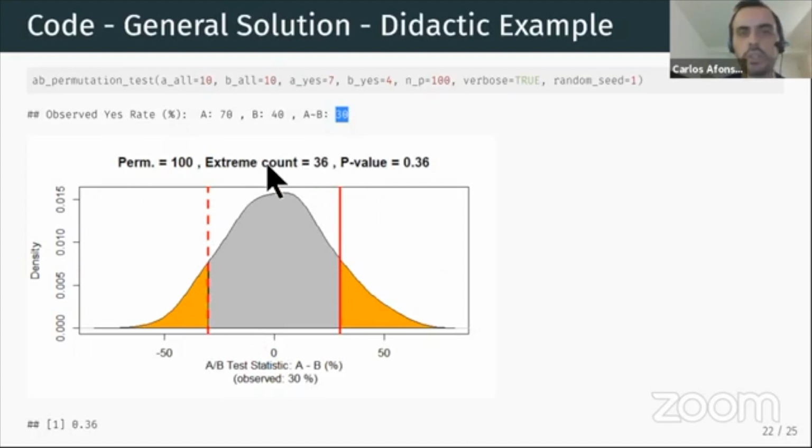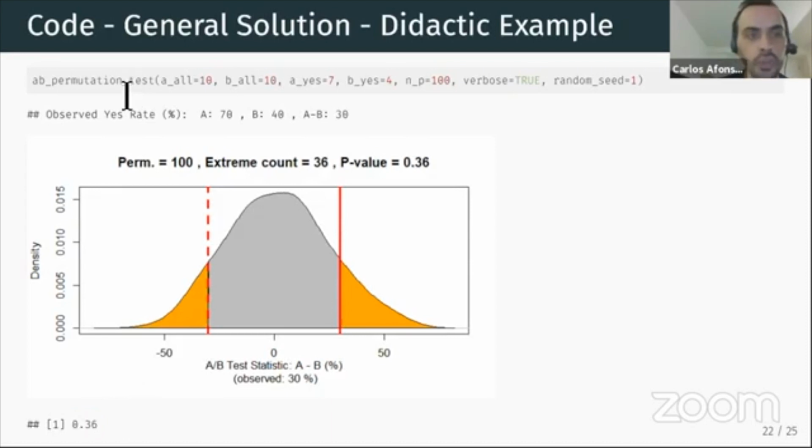So this is kind of the observed difference between A and B from our A/B test. It computes the whole permutation test, and it prints out the density plot where it tells us how many permutations it did, what the extreme count value was, in this case 36, and the p-value, which is the extreme count divided by number of permutations, 0.36. And it highlights here in orange the area that corresponds to the p-value. Here it tells you that the observed difference was 30%, which is this 30%, and the function itself returns the p-value, which is 0.36.